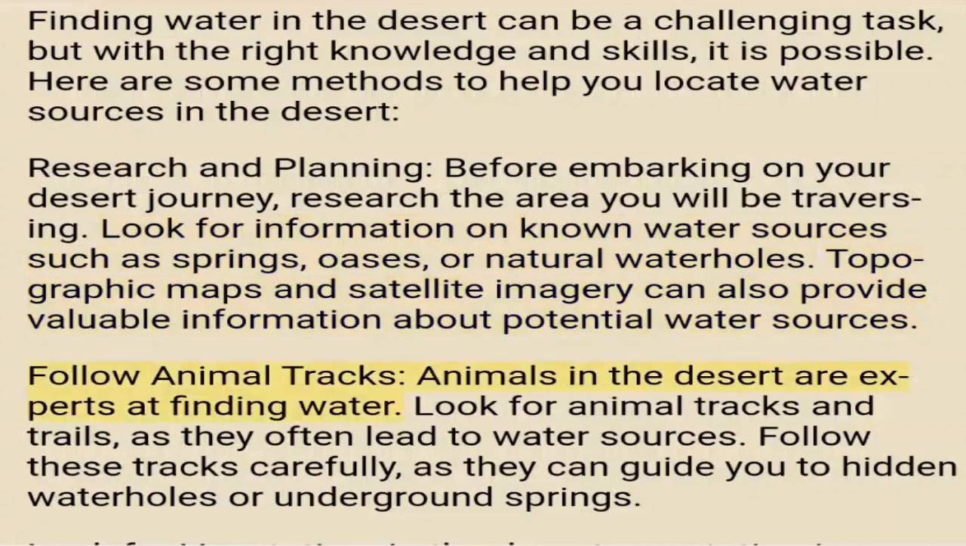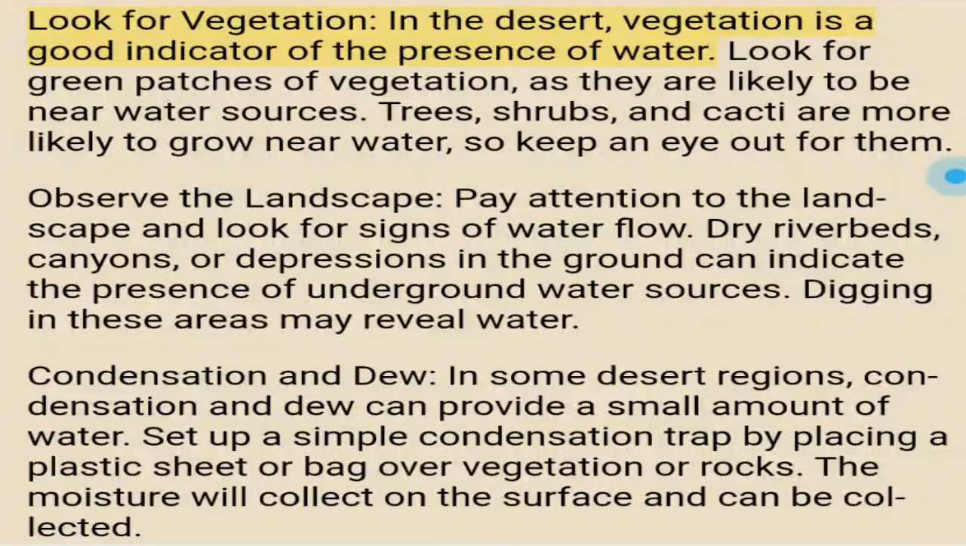Follow animal tracks. Animals in the desert are experts at finding water. Look for animal tracks and trails, as they often lead to water sources. Follow these tracks carefully, as they can guide you to hidden water holes or underground springs. Look for vegetation. In the desert, vegetation is a good indicator of the presence of water. Look for green patches of vegetation, as they are likely to be near water sources. Trees, shrubs, and cacti are more likely to grow near water, so keep an eye out for them.